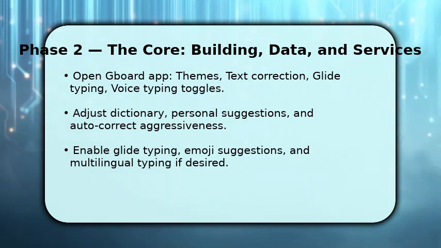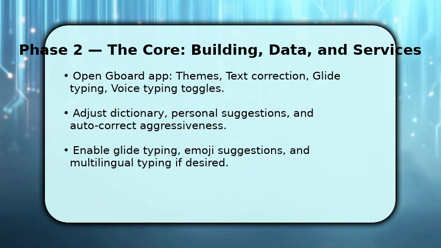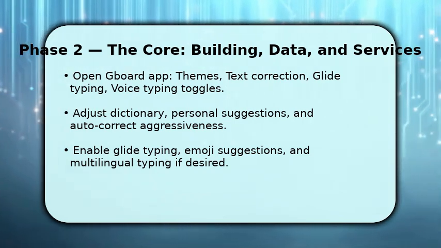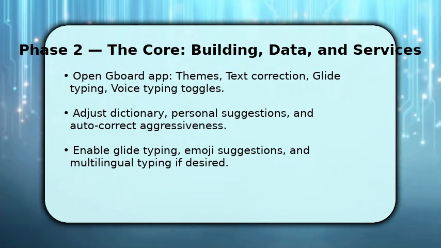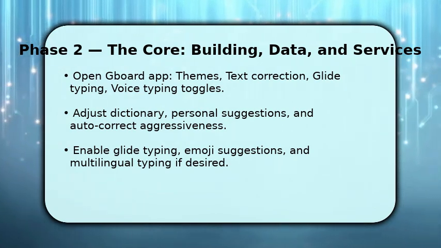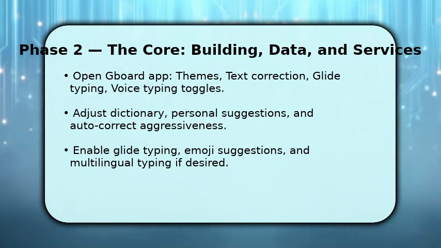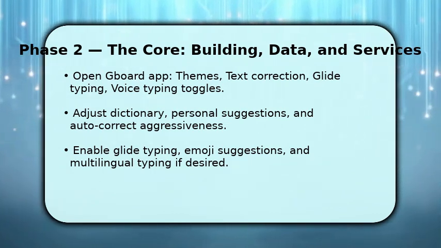Enable glide typing for swipe input and turn on voice typing if you prefer speech to text. If you type in multiple languages, add them under languages to get bilingual suggestions. These changes improve speed and accuracy, so test them in a messaging app and iterate until the keyboard feels right.